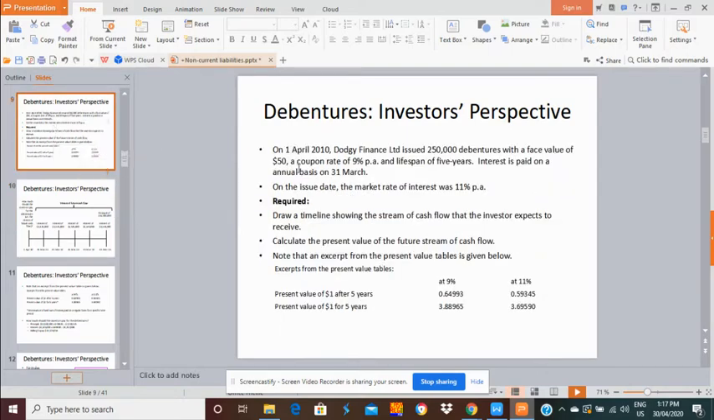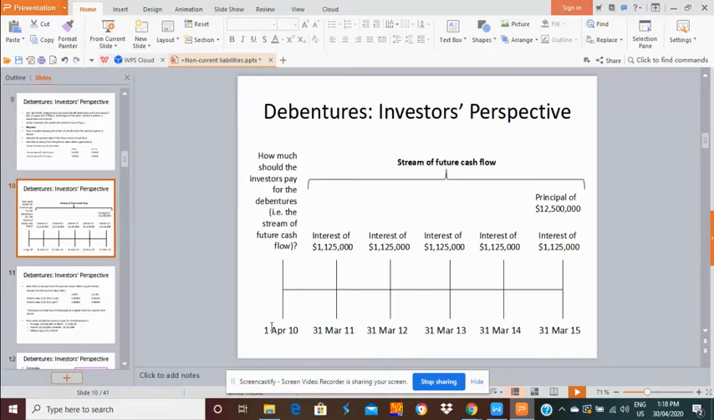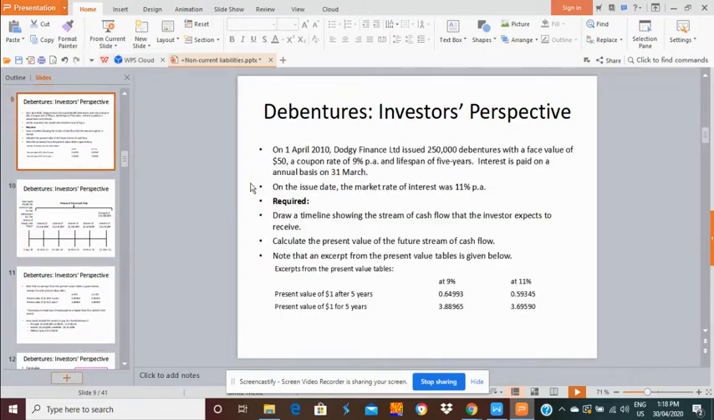And the opposite, if the coupon rate was 15% and the market rate was 11%, then every investor would like to buy that bond because it offers more return than elsewhere in the market. And in this case, there will be competition between the buyers of these Dodgy Finance bonds, and they will be willing to offer a higher price. So therefore, on 1st of April 2010, they will be willing to pay more than 12.5 million. In this case, the bond will be sold at a premium.